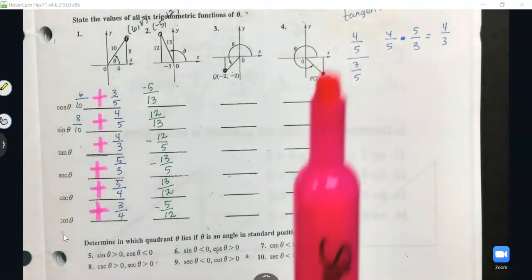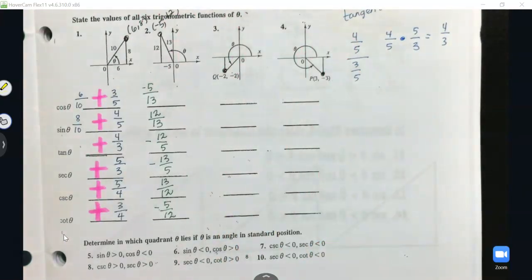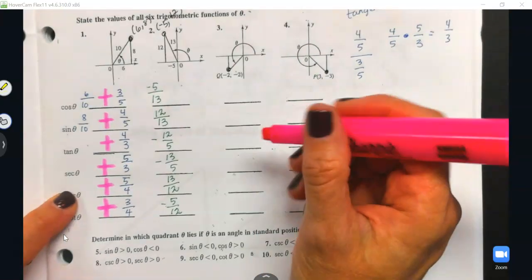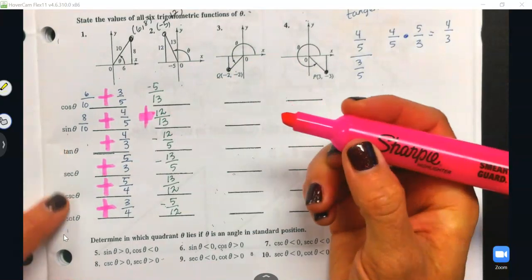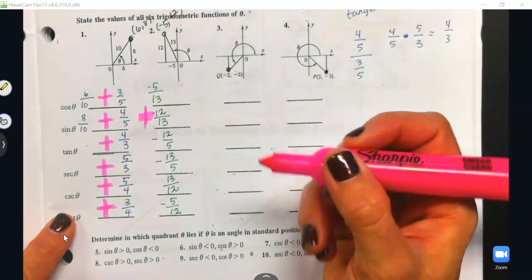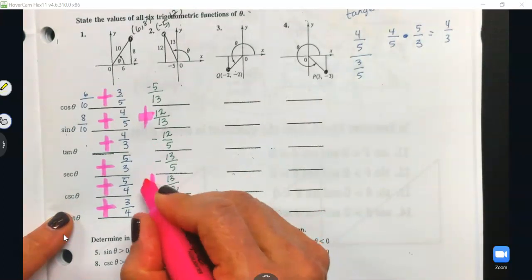It's time to draw plus signs. There's only 2 that we get to draw a plus sign now. What are we going to draw plus signs on? Yes, sine. Okay, what else? Cosecant, which is sine upside down. Cool.